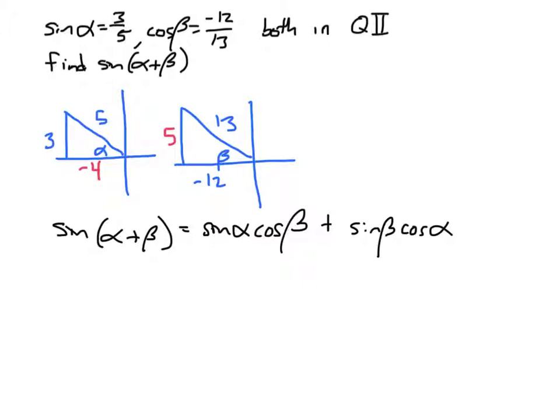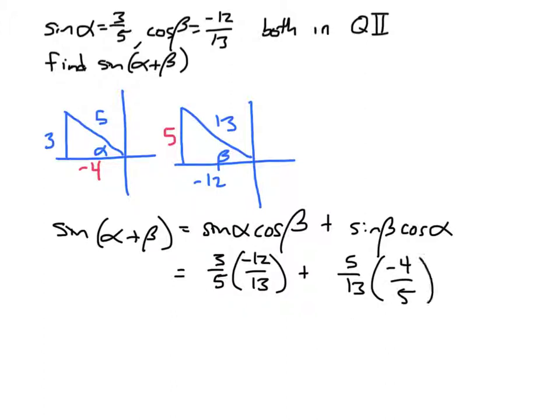Alright, so what's the sine of alpha? Well, it was given. These first two things are given. So this is 3 over 5 times the cosine of beta was negative 12 over 13. Plus, now the sine of beta would be the opposite, 5 over the hypotenuse, 13. So 5 over 13 times the cosine of alpha, the adjacent over the hypotenuse, negative 4 over 5.